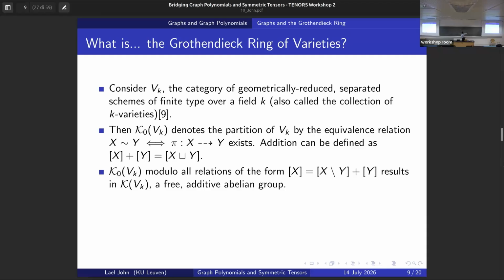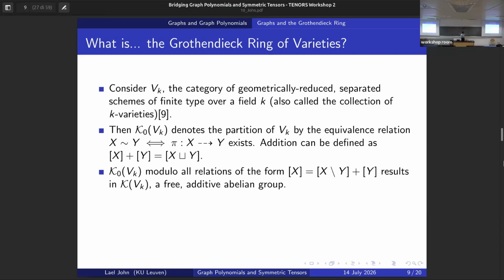So if x and y are birational to each other, then I can say that they are related. So K0 of VK gives me this partition, and I can introduce the addition as taking disjoint unions. However, this does not give me a group. I still have to figure out what subtraction looks like in this group.